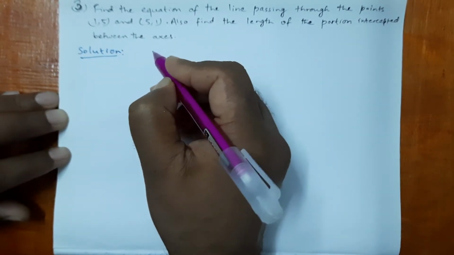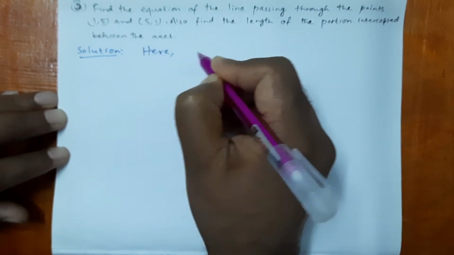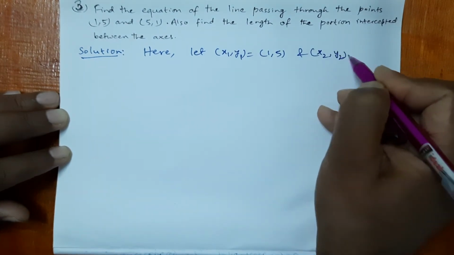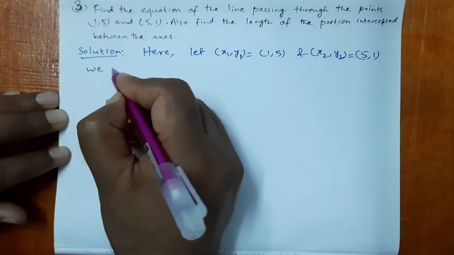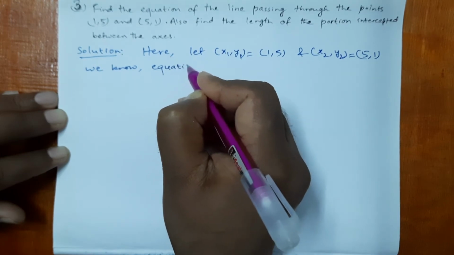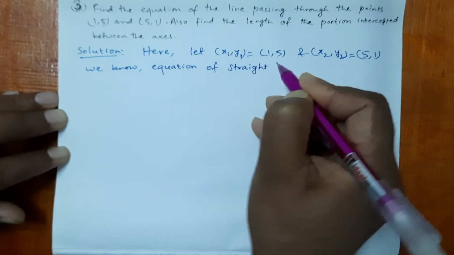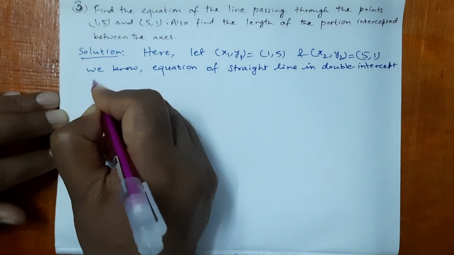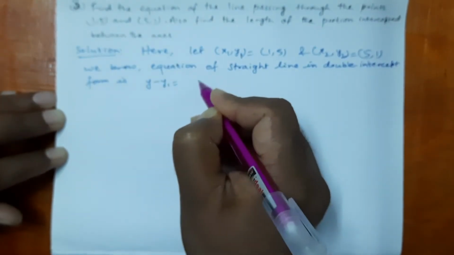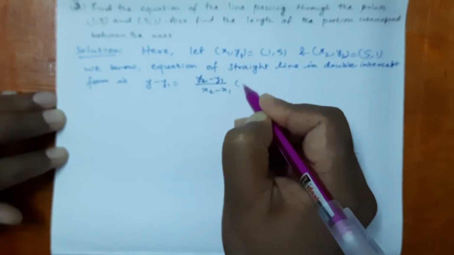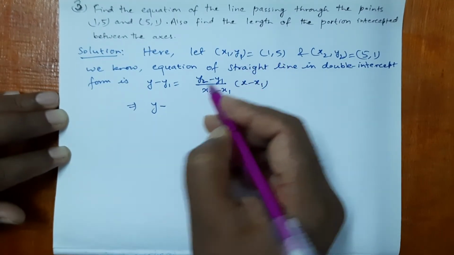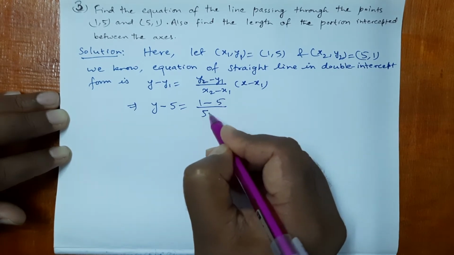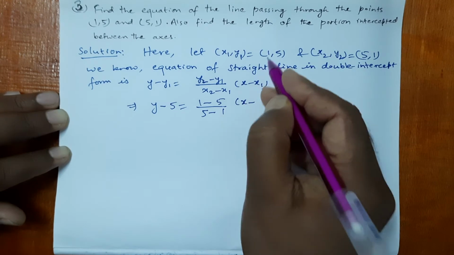Solution. Here, let x1, y1 equal 1, 5 and x2, y2 equal 5, 1. And we know the equation of a straight line in two-point form is y minus y1 equals y2 minus y1 over x2 minus x1, times x minus x1. So y minus y1 from here is 5, y2 from here is 1 minus y1, 5, x2 value is 5, minus, from the formula, x1 value from here is 1, x minus x1 is x minus 1.